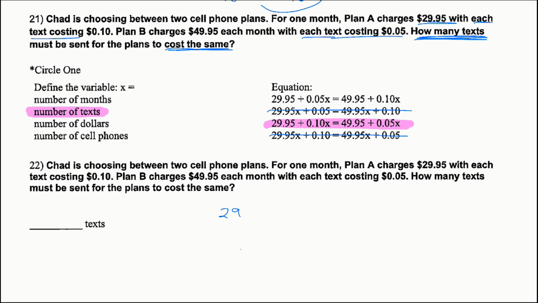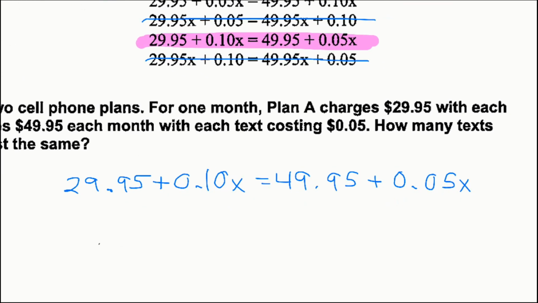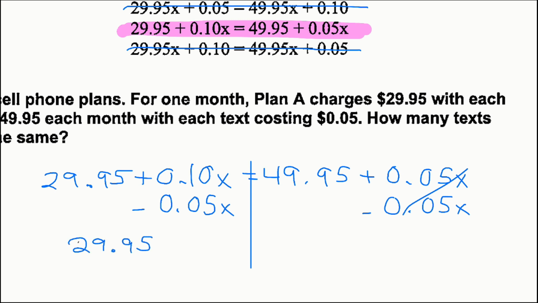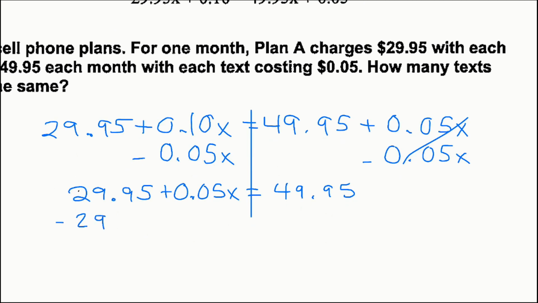So I'm going to use that equation that I picked: 29.95 plus 0.10x equals 49.95 plus 0.05x. Okay, now I can zoom in and solve it. All right, get your variables on one side. I'm going to subtract 0.05x from both sides. 29.95 plus 0.05x equals 49.95. From here, subtract the 29.95 to get your constants on one side.